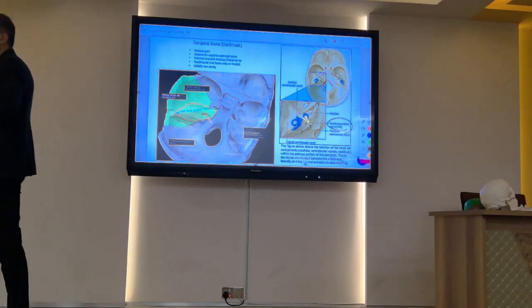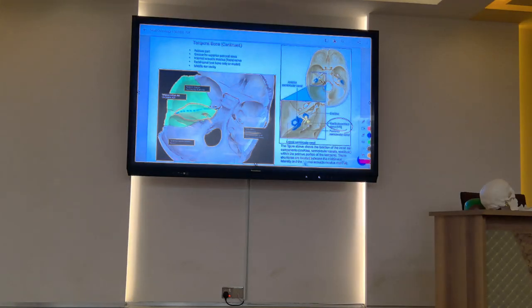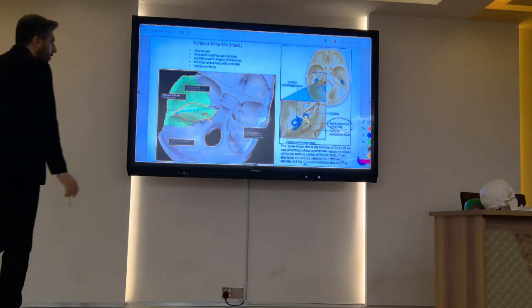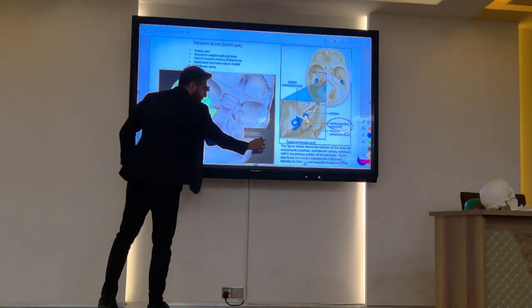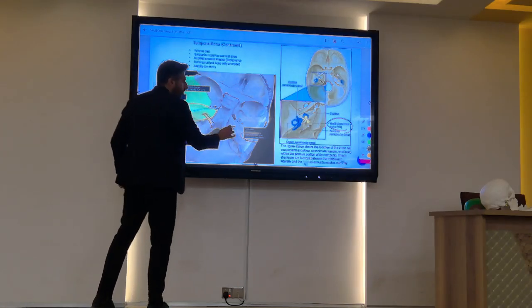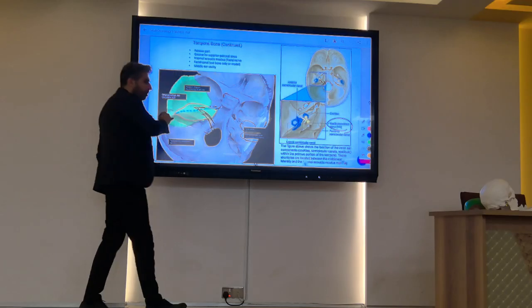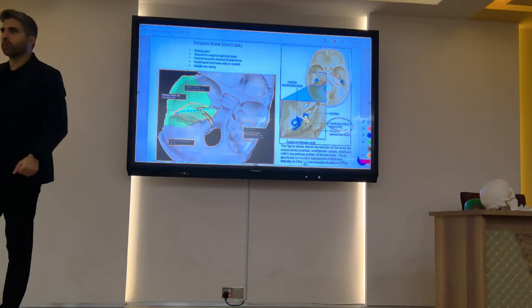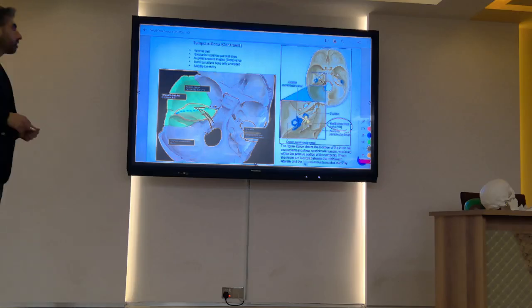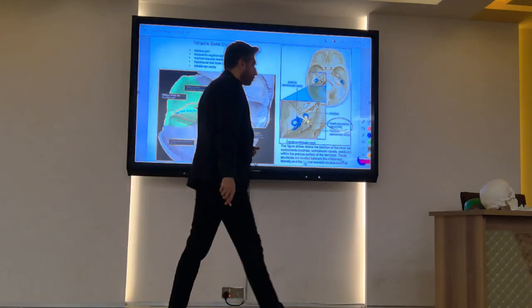the vestibulocochlear nerve. I told you this nerve passes from the internal acoustic meatus. You can see that here. The vestibulocochlear nerve and also the facial nerve. The facial nerve goes inside, but the vestibulocochlear goes outside from the internal acoustic meatus.